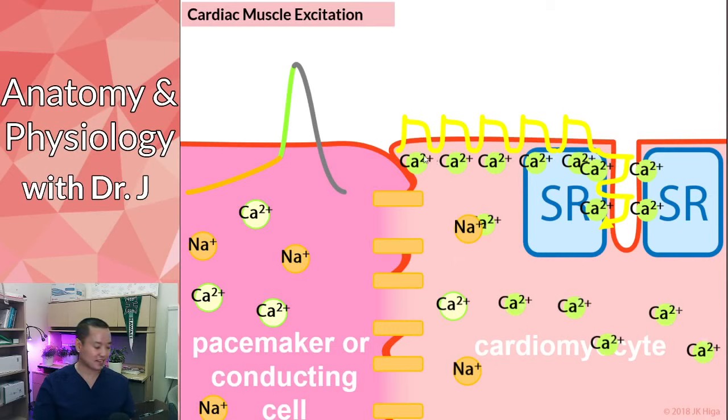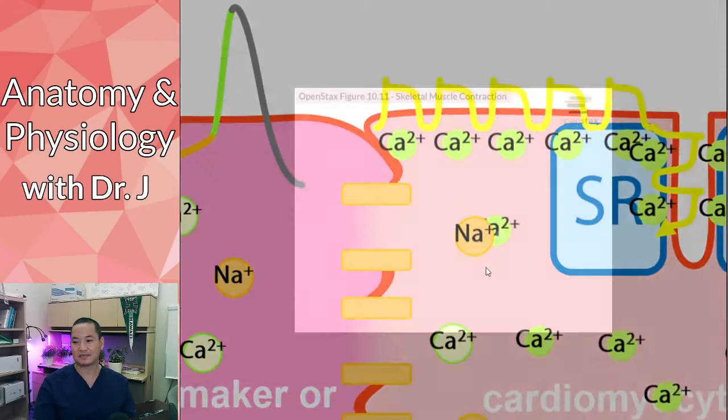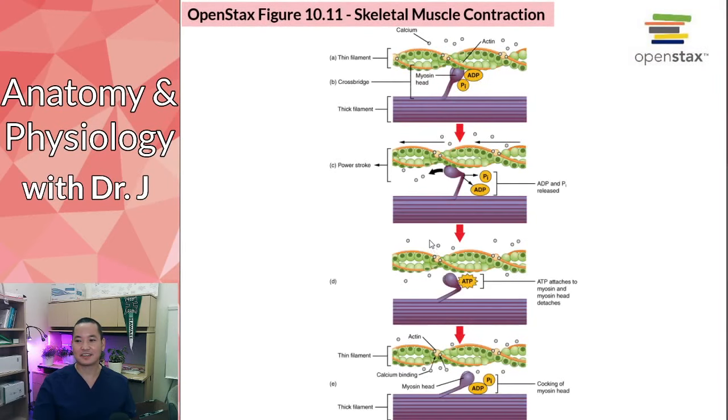So when you have these action potentials in a cardiomyocyte, it actually triggers the release of calcium from the sarcoplasmic reticulum. Now, why does that matter? It deals with skeletal, or in this case, well, it's saying skeletal muscle in this figure, but this happens in all muscle cells that have actin and myosin.